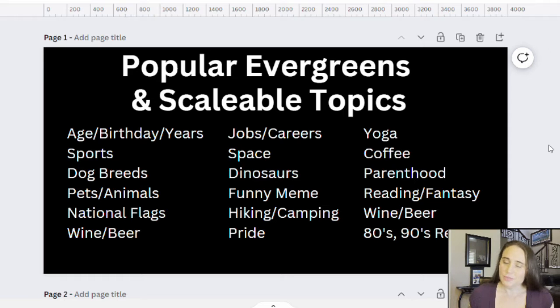Right now, space designs are very popular. Dinosaurs are always really popular for kids. So any kind of dinosaur or space design that you make, those are good evergreens that you can do year round. I put funny meme in here because funny always sells.